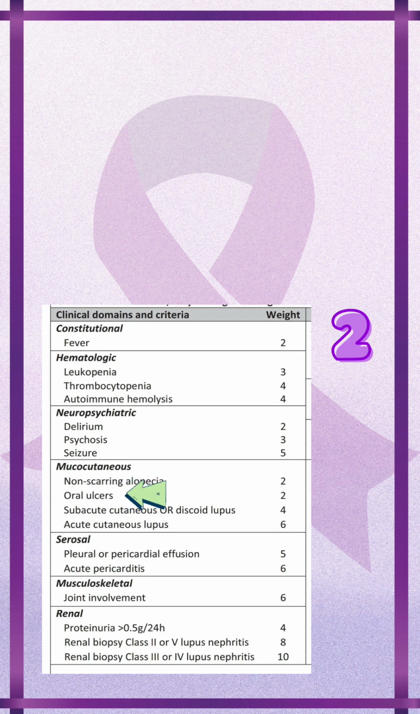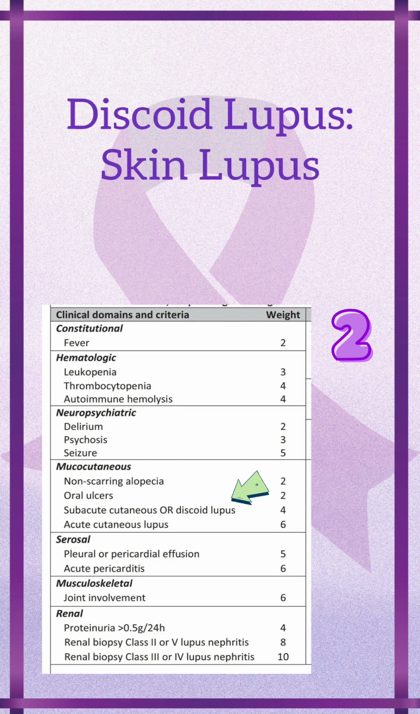Second is oral ulcers, but if you have nose ulcers, then that would be seen as the equivalent, scoring you 2 points. Third is subacute cutaneous or discoid lupus. Discoid lupus is skin lupus that can be acute or chronic, which either way would be scoring you 4 points if present.